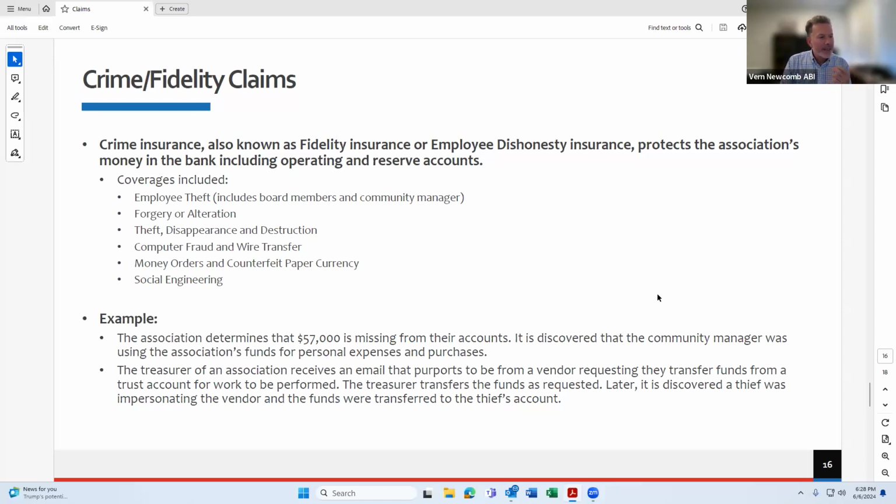But let me explain a couple of claims that we've had. I've been doing this for 22 years, and when it comes to crime or fidelity claims, I would think that I've had 3 or 4 of them. In the last 3 years, I have had 5 social engineering claims. So let me tell you about one of the claims we had with social engineering.